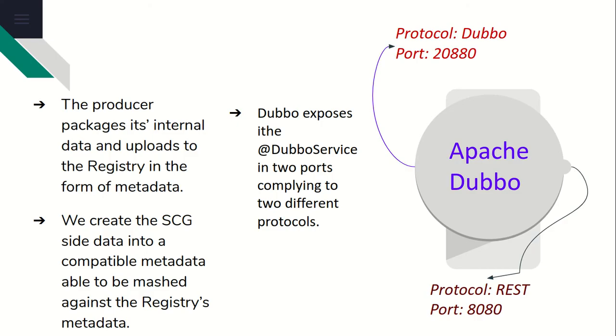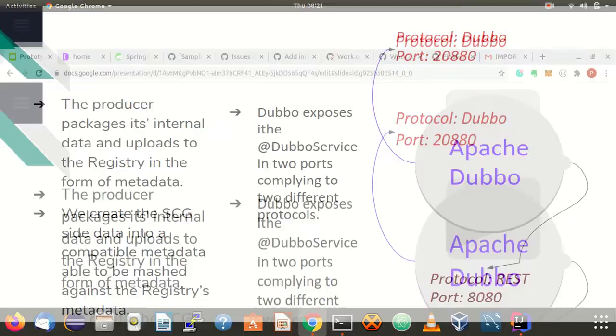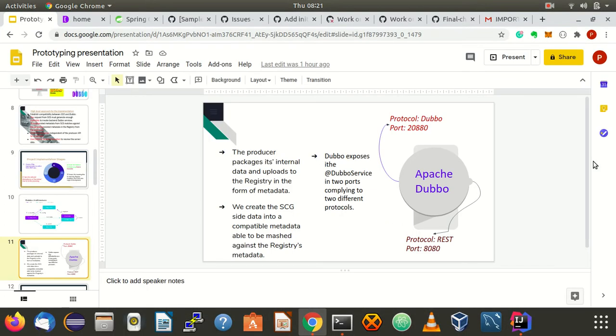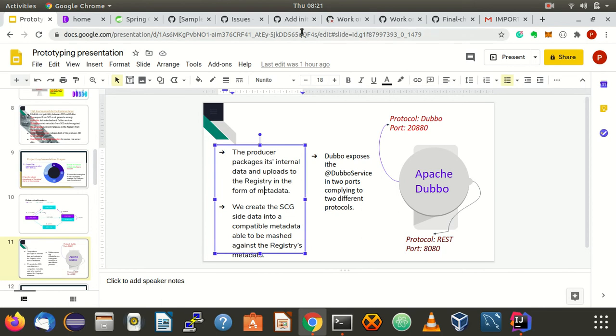As I already said, Apache Dubbo exposes its services on port 20880 by using the Dubbo protocol, and by using the REST protocol, it exposes data on port 8280. So this is the introduction to the project. Now I will show you my implementation and execution process.